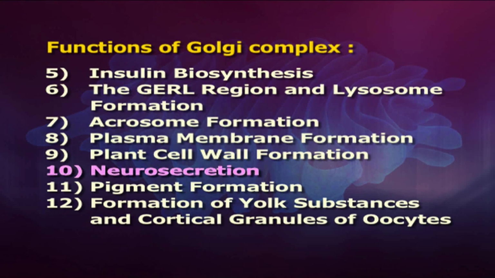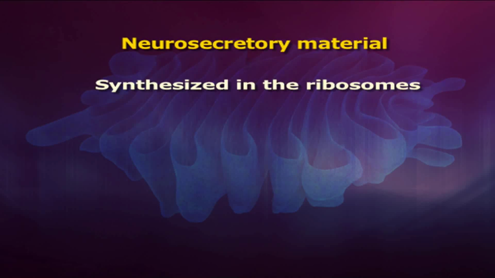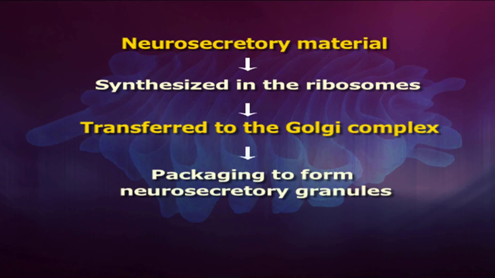Another function of Golgi complex is neurosecretion. A study of neurosecretory cells of invertebrates and vertebrates has revealed that neurosecretory granules lie close to the Golgi complex. The neurosecretory material is synthesized in the ribosome and is then transferred to the Golgi complex, where it undergoes packaging to form neurosecretory granules.